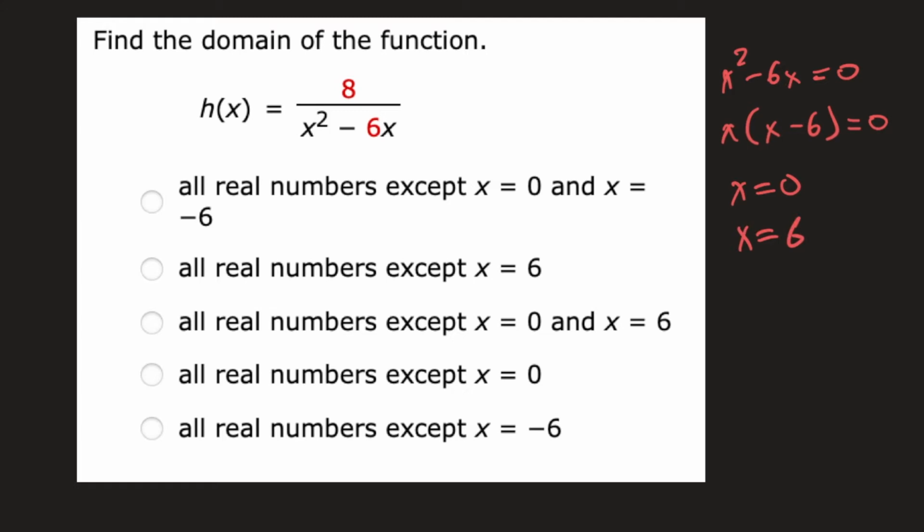So x minus 6 equals 0. Move the negative 6 over to the other side, giving me 6. These are the two numbers that if I plug them in here, I will get 0 in the denominator, therefore no solution. So we cannot have a 0 in the denominator. Therefore, any number will work except for 0 and 6.